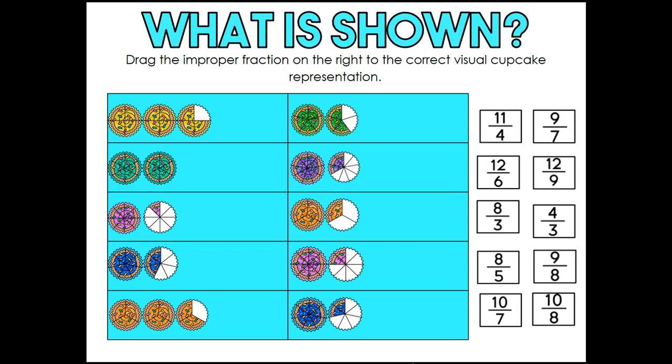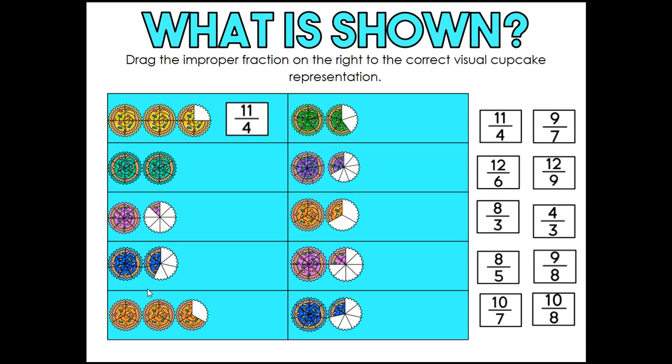In the first one, let's look at your whole. So your whole is cut into 4 equal pieces. So I know that my denominator has to be 4. Now I'm going to count how many total pieces, total fourths I have. So I'm going to start with the first one. I have 1, 2, 3, 4, 5, 6, 7, 8, 9, 10, 11. I have 11 fourths.